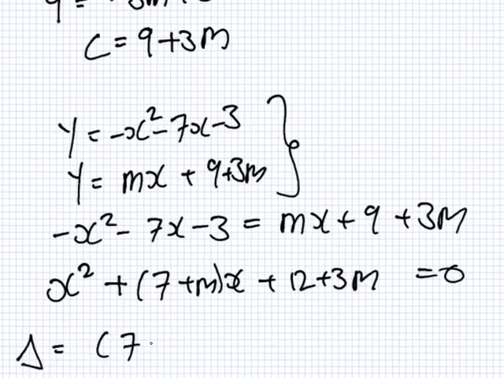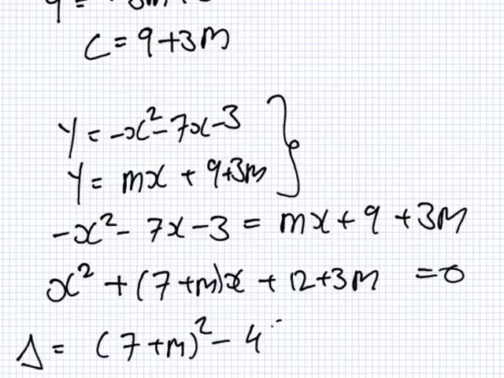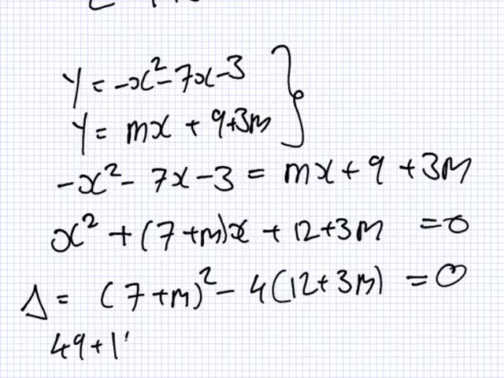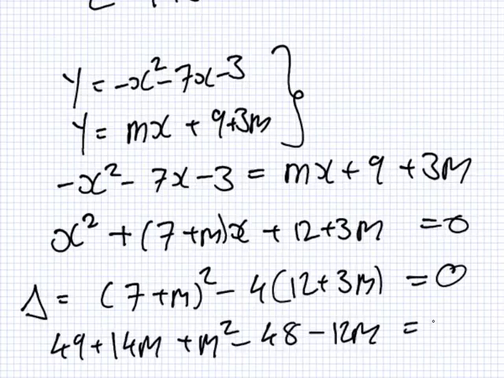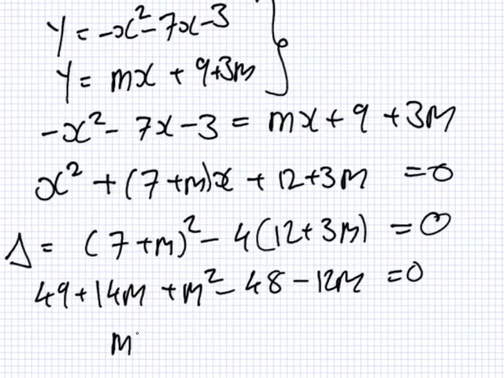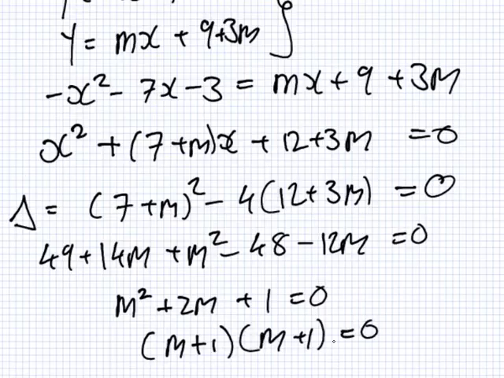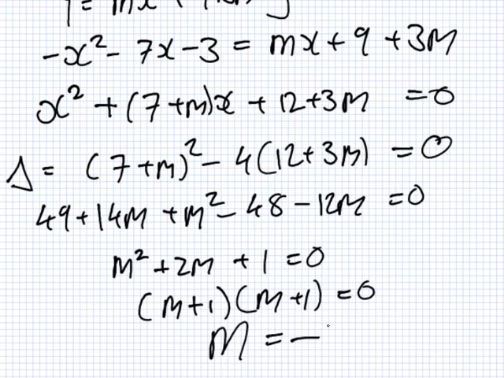Discriminant is b squared minus 4ac. And what should that equal if there's one solution? 0. So we get 49 plus 14m plus m squared minus 48 minus 12m equals 0. So we get m squared plus 2m plus 1 equals 0. m plus 1, m plus 1 equals 0. So m equals minus 1.